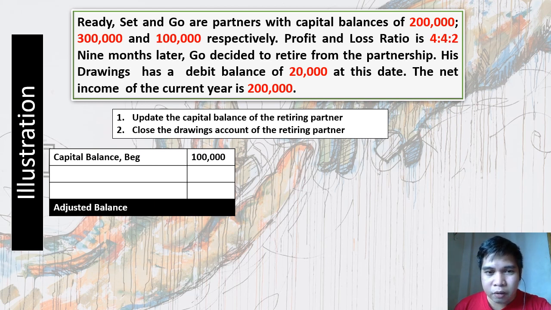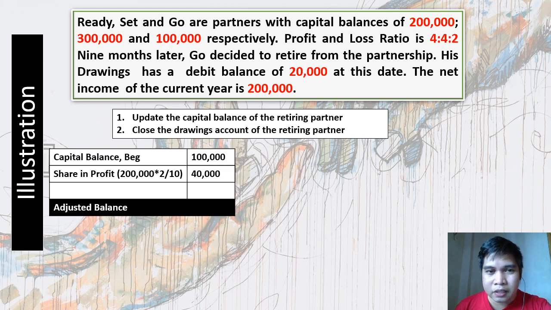However, hindi pa din naka-include yung kanyang profit sharing ng January 1 to the date of retirement, which is 9 months. So, basically, mga end of September yan. So, ibigay muna natin yung profit sharing niya. So, ang profit sharing po natin, which is 20% or 2 over 10 kasi nga 4-4-2. Then, multiply natin dun sa net income within 9 months, which is 200,000 pesos. So, basically, 200,000 times 2 over 10 or 200,000 times 20%. So, ang mapupunta po kay Go will be 40,000 pesos.